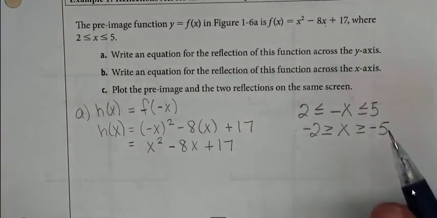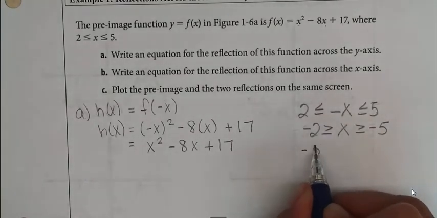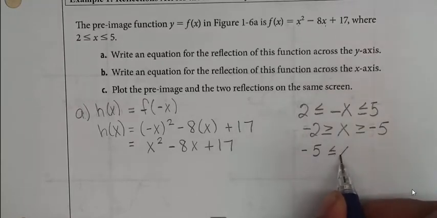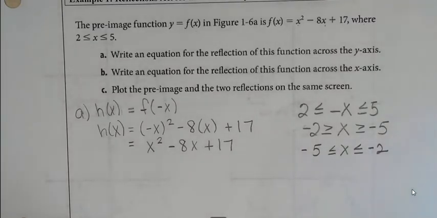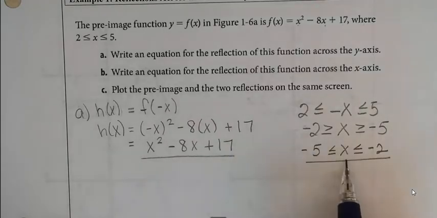Probably not the best way to write this. It might be better to say, negative 5 is the smallest number. X is bigger than that. And then x is going to be less than or equal to negative 2. Okay, so this is going to be our new domain. Okay, so this is our new equation with our new domain.